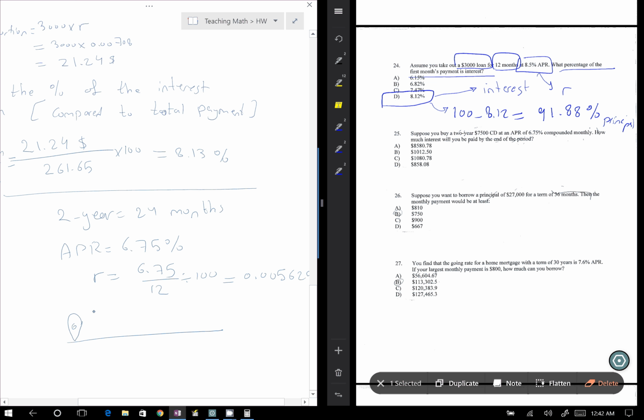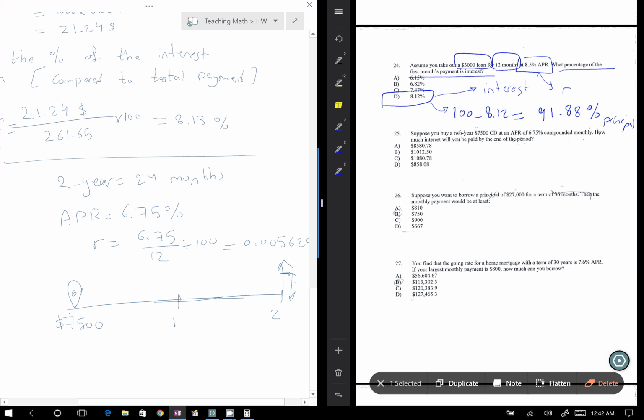You purchase a CD, certificate of deposit, for $7,500. You are getting interest after 1 year, after 2 years. So how much interest will you get? We'll find the final amount, and we'll subtract the 7,500, and we will know how much interest we get. So this is simply an investment problem. There's no monthly payments. You put an amount, you forget about it, and you collect your paycheck at the end of the day.